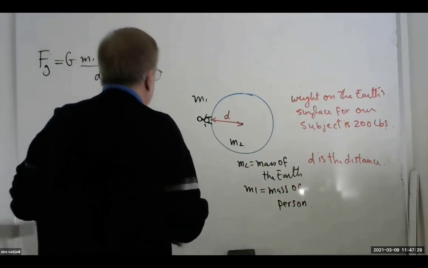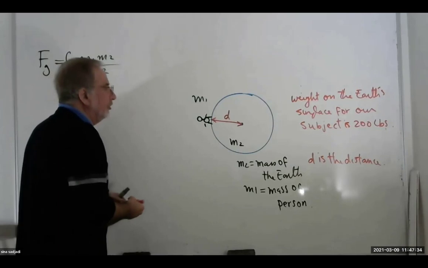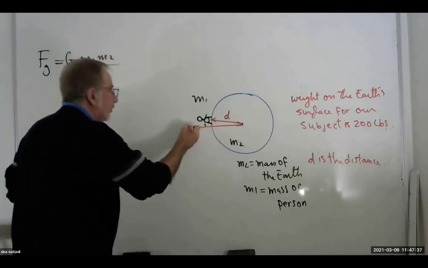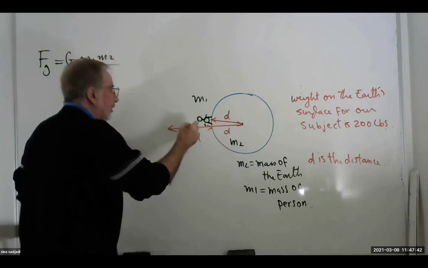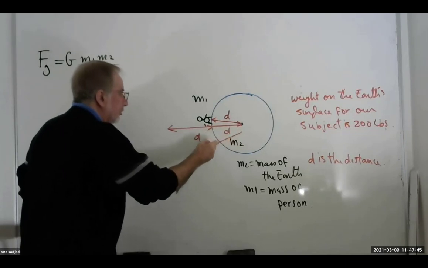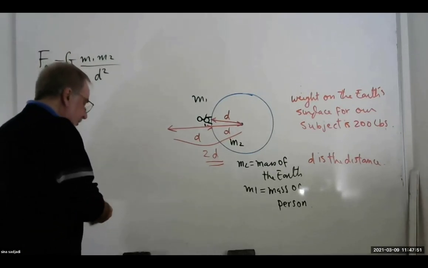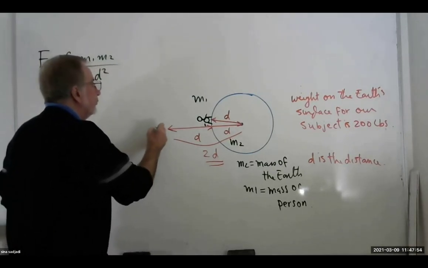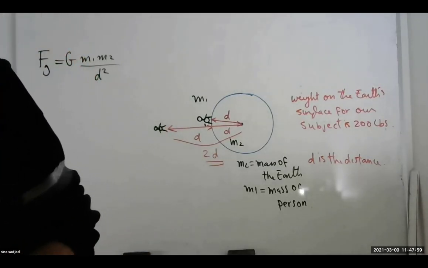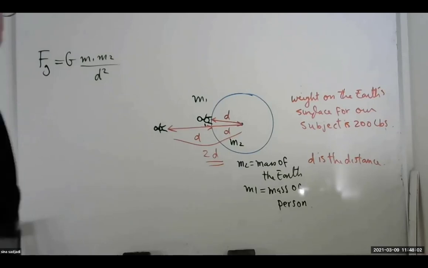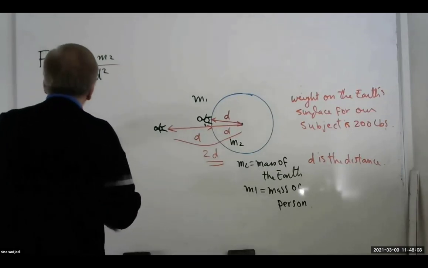See what happens. So this guy here is going to move away from the Earth twice as far away. So instead of D, it's going to be 2D. This is 1D. This is another D. So now we have 2D. This distance here is 2D, right? From the center of the Earth to this guy now is 2D. So how much does he weigh now that he has moved twice as far away from the Earth?